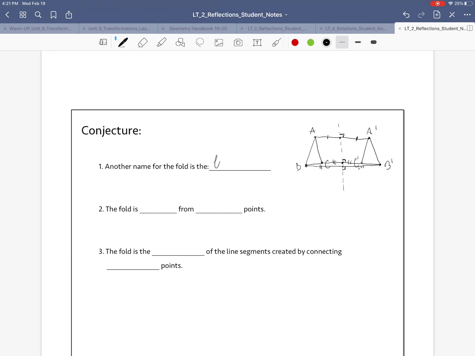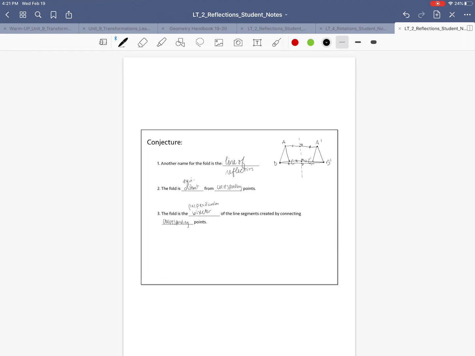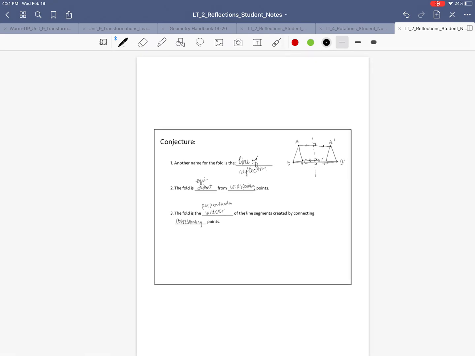So another name for the fold is the line of reflection, and the fold is equidistant from corresponding points. And the fold is the perpendicular bisector of the line segments created by connecting corresponding points. So you can just fill those in, and that is true for every reflection, not just this specific reflection.